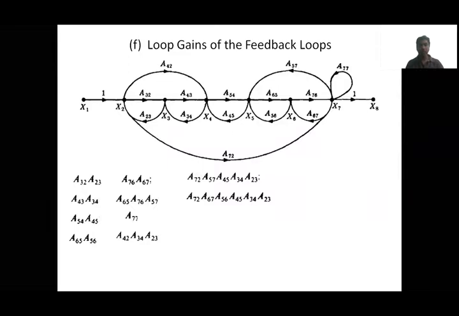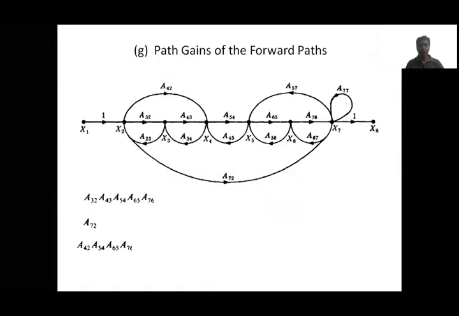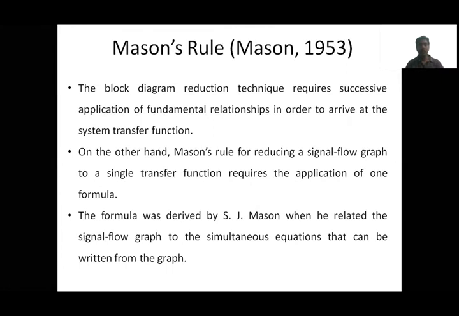These are the loop gains, and of course all these are the loop gains. Now we'll see Mason's gain formula. So what is the purpose of using the signal flow graph representation?